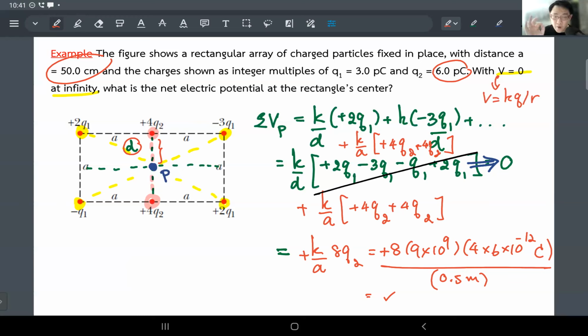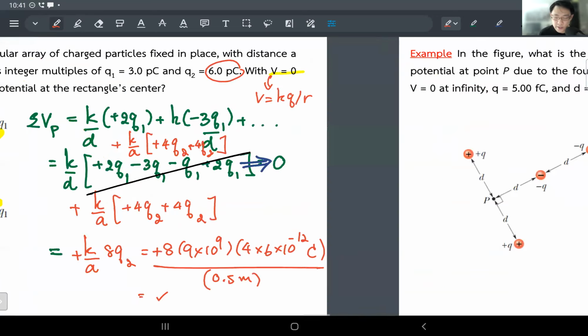Okay. All right, keep going. I think you get a better understanding of how to calculate the potential. All right, guys, let's do one more.